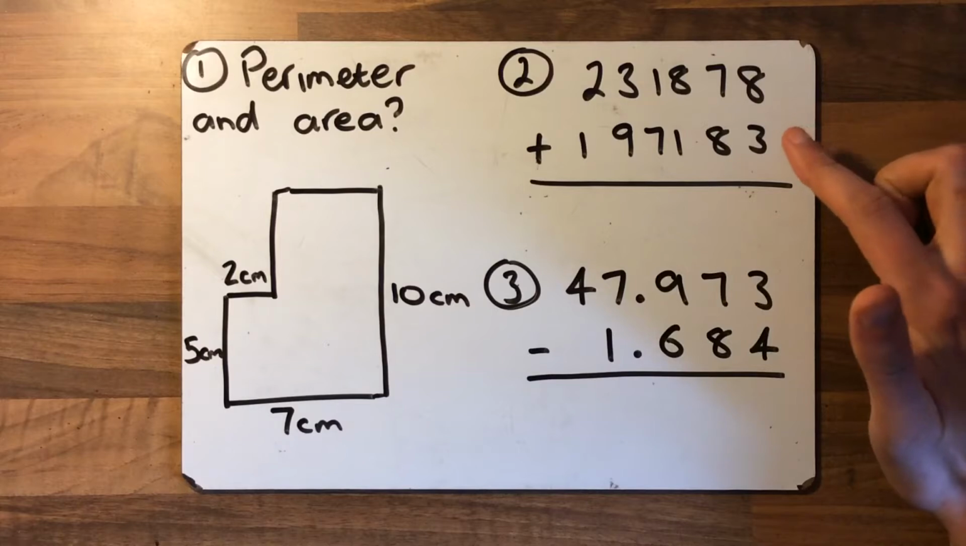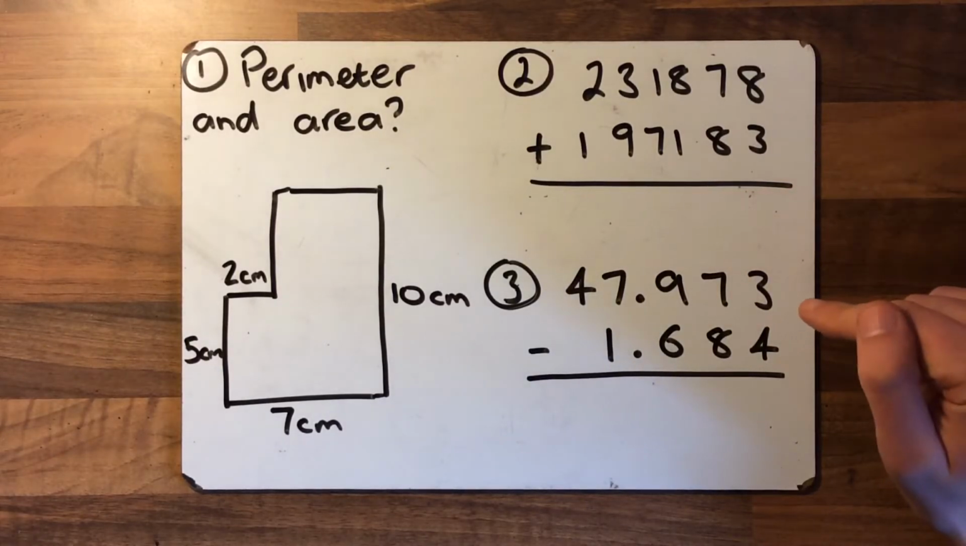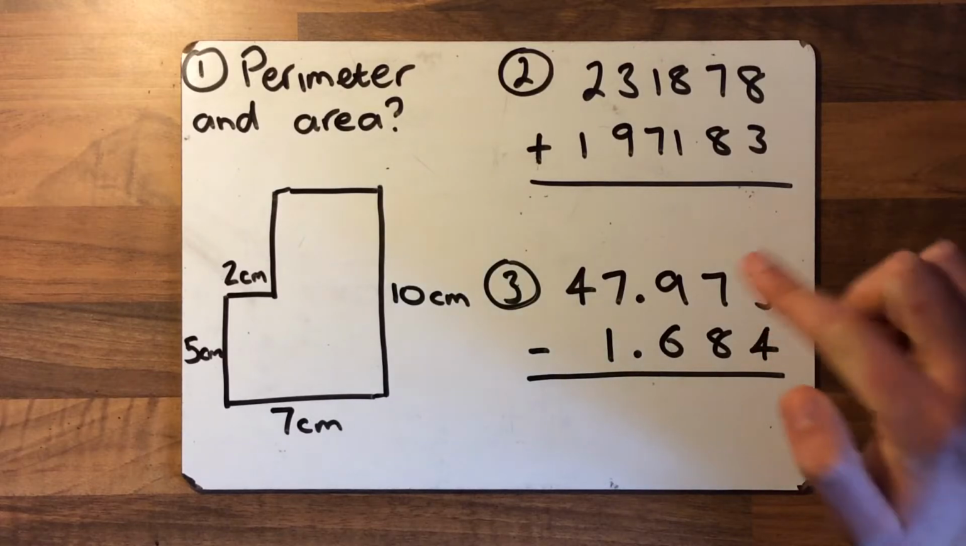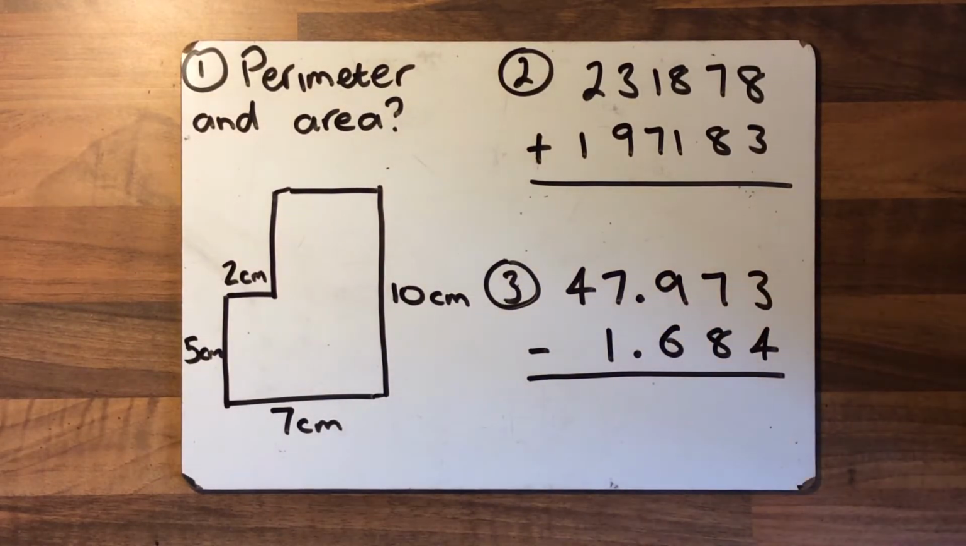And then the second is an addition, a 6 and 6 digit addition. And then the third one is a subtraction with a decimal place in it. So if you pause the video there, Year 6, have a go at working these three out and then play the video again and see if you got the questions right.